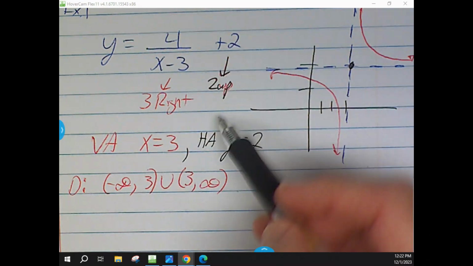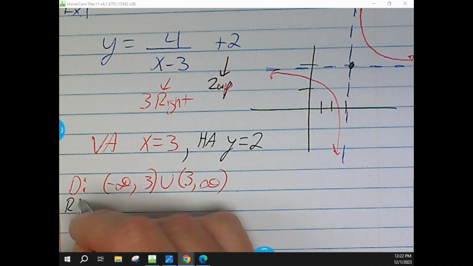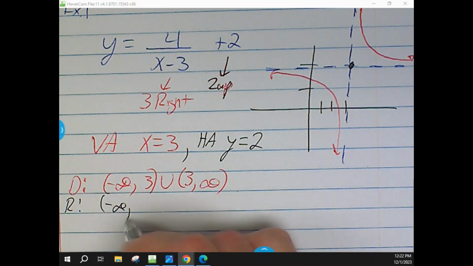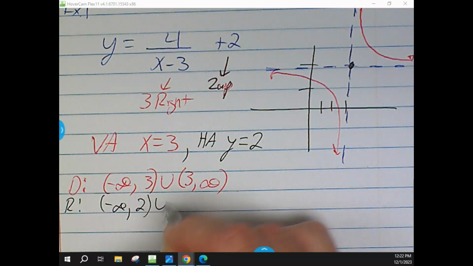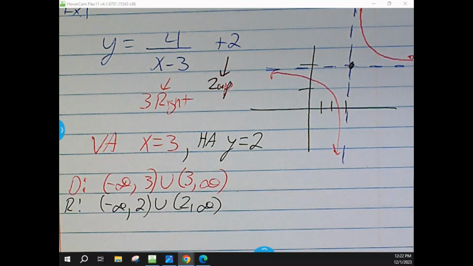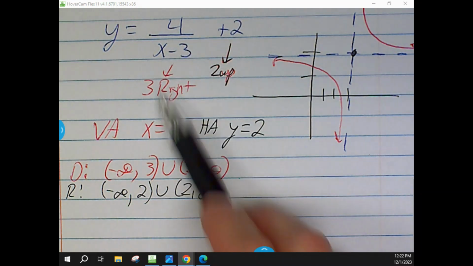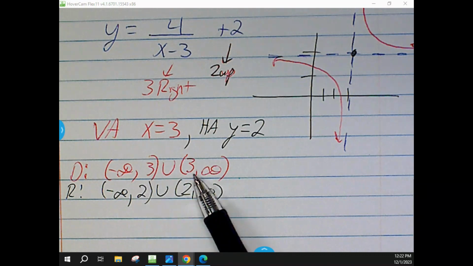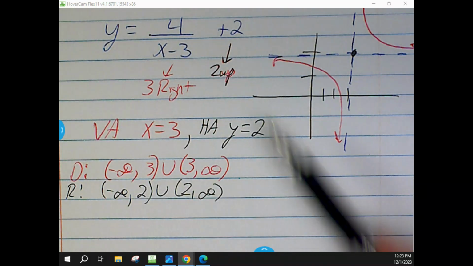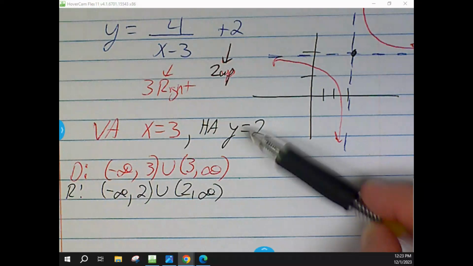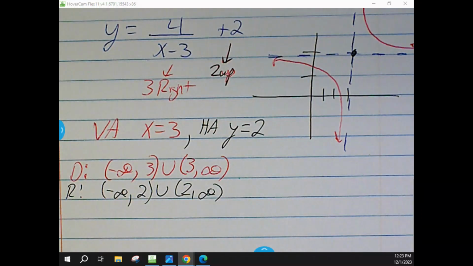The 2 you've got here, which was a horizontal asymptote, that's going to be the same number you're going to use in your range. It's going to be negative infinity to 2, jump around that number and then go 2 to infinity. And it will always work that exact same way when we're doing these functions. So whatever's in the denominator, that's your number that goes with the vertical asymptote. That's the number you're going to use in the domain. The number that's on the outside, that's your horizontal asymptote. That's the number you're going to use in your range.